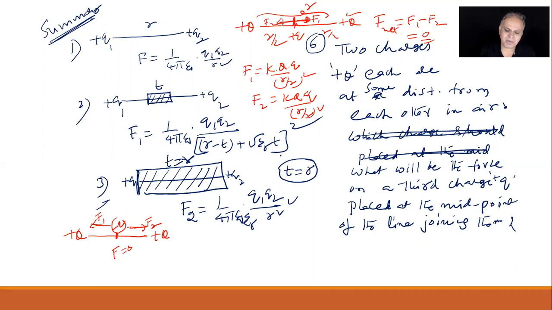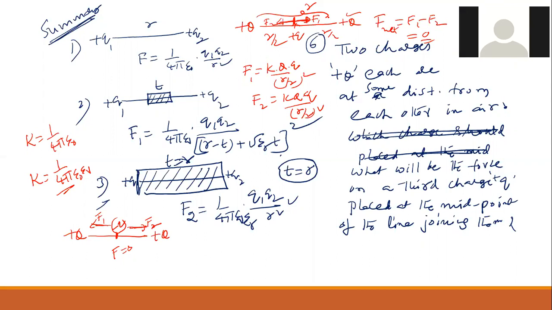K will be 1 by 4 pi epsilon 0 epsilon r, but the resultant force will still be 0. F1, F2 will change, but they will be equal and opposite. You follow? Abhinav, if it is in air, K will be what? 1 by 4 pi epsilon 0. If it is in a medium, it will be 1 by 4 pi epsilon 0 epsilon r. So forces will become less in magnitude, but they will be equal and still opposite. So the net force will still be 0. All right?